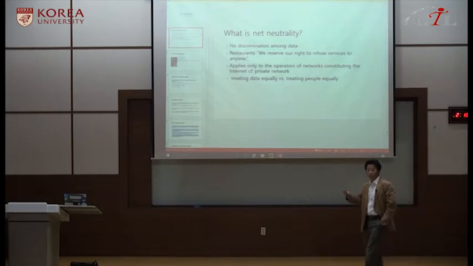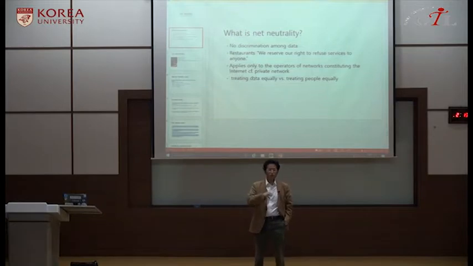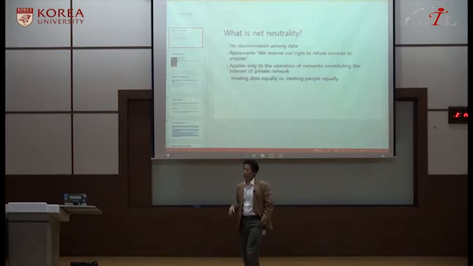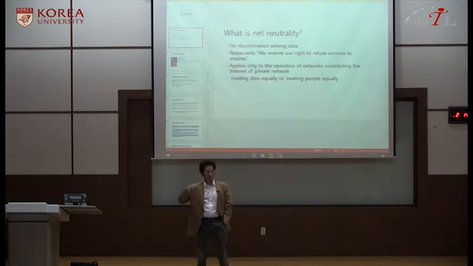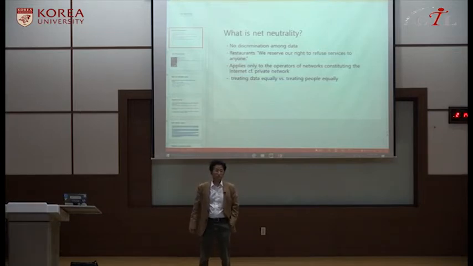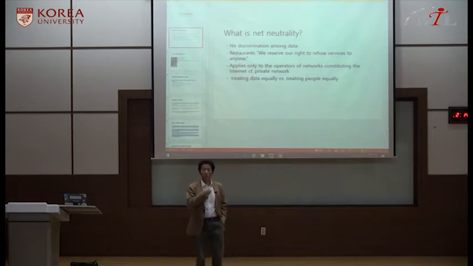Delivery of whose data will be completed earlier than the other? I have 1 meg, my friend has 10 meg. If the network treats the data equally, not the people equally, but the data equally, whose data will be done with the delivery earlier than the other? Me or my friend? I have 1 meg, my friend has 10 megabytes of data. My data will be done faster, right?